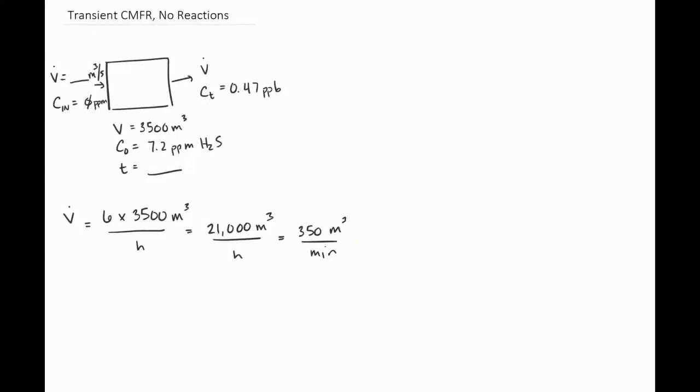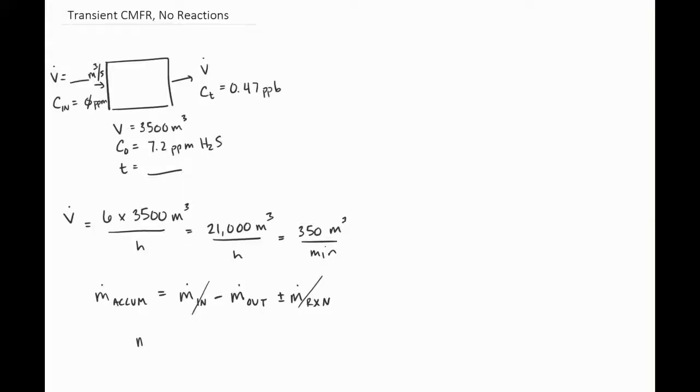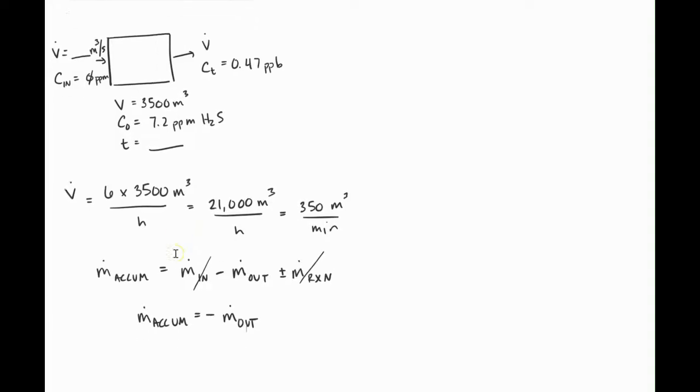You've probably already noticed that our room is not at steady state, so we're going to have to solve this problem a little differently. You've probably already guessed that we're going to be doing a mass balance on H2S. So we'll start with our general mass balance equation. But I'm going to eliminate the in term because we don't have any H2S flowing in. The concentration is 0 coming into the room, and we're eliminating any sort of reactions. So basically, the accumulation term will be negative because we have mass only flowing out of our room. Okay.